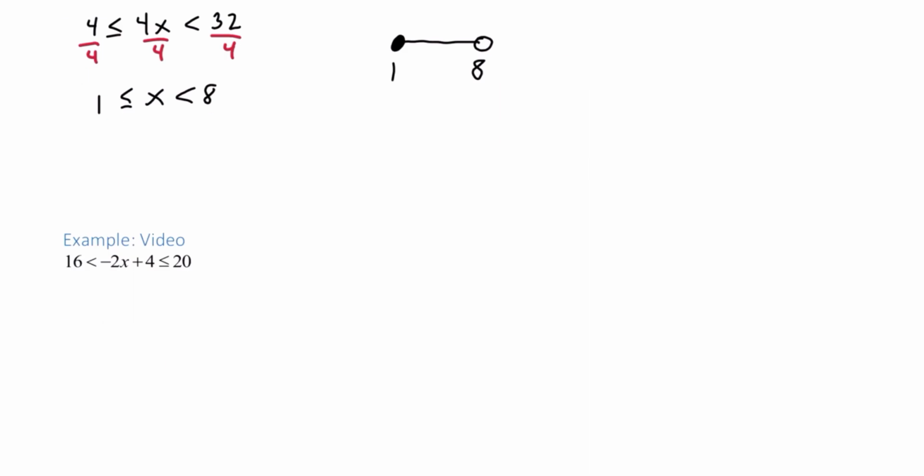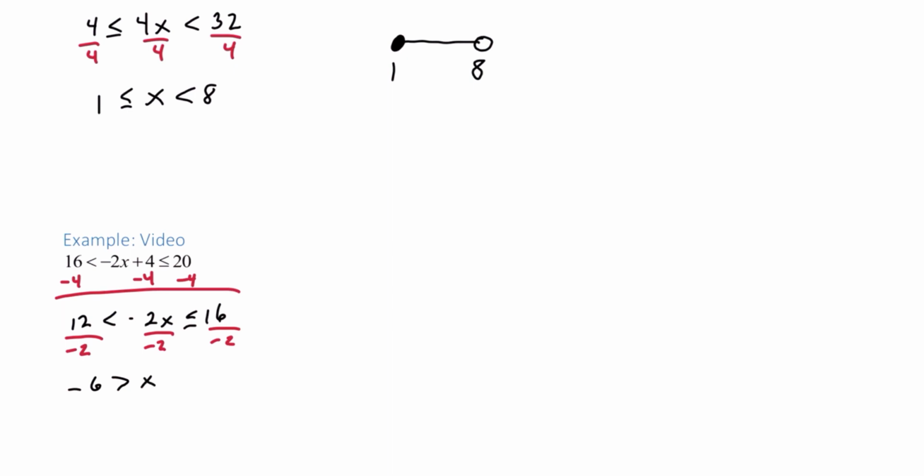In our final example, we will start by subtracting 4. 12 is less than negative 2x less than or equal to 16. Divide by negative 2. This gives us negative 6 is greater than x is greater than or equal to negative 8. Remember to change the direction of the inequalities when you divide or multiply by a negative.